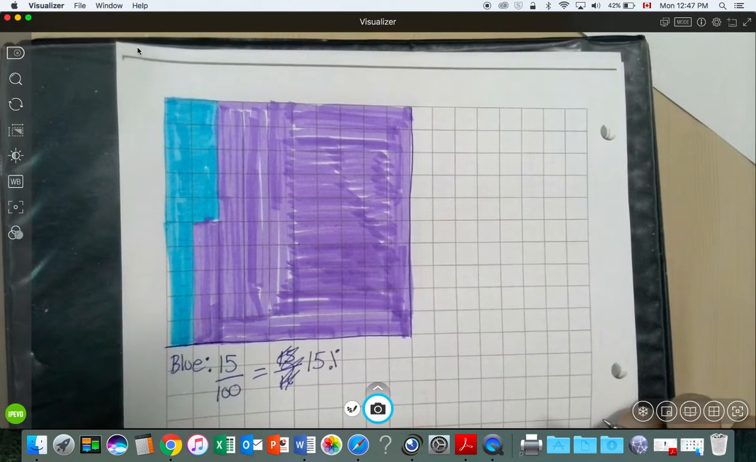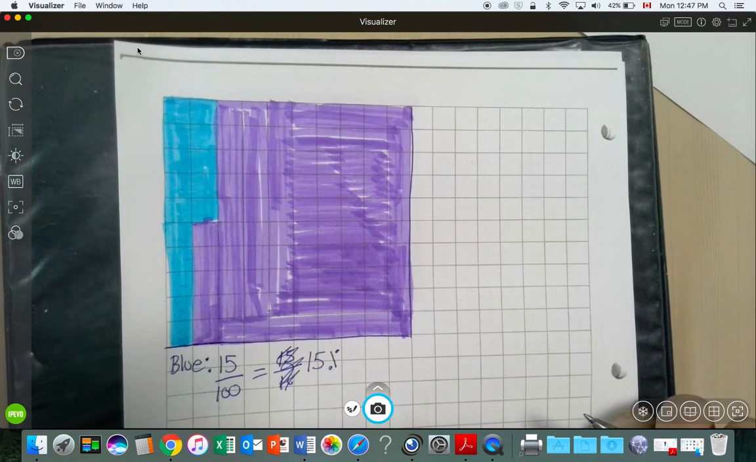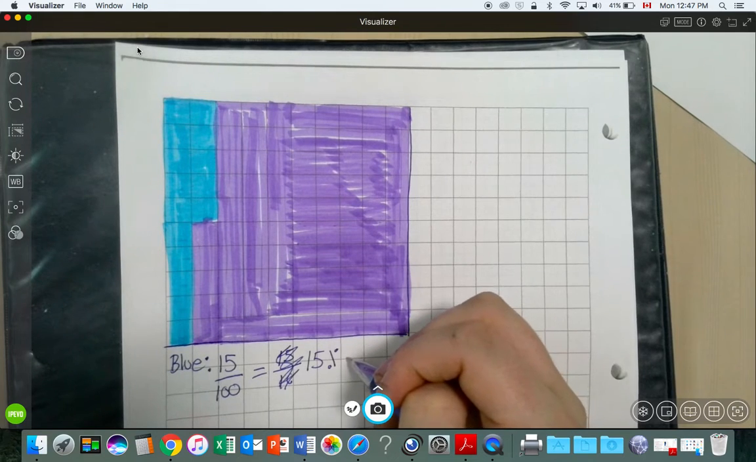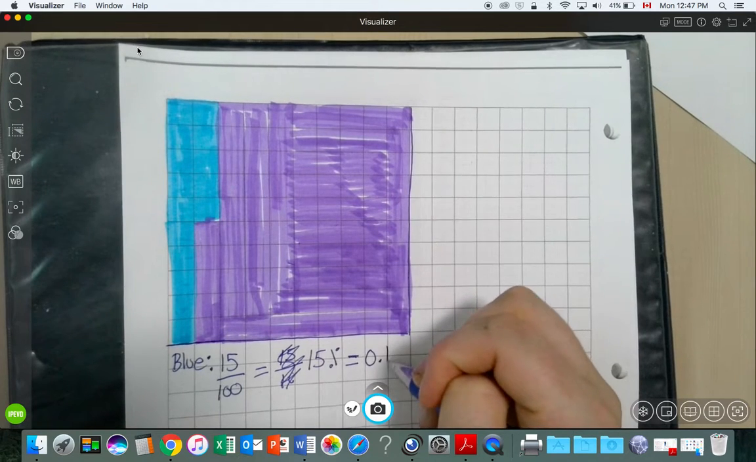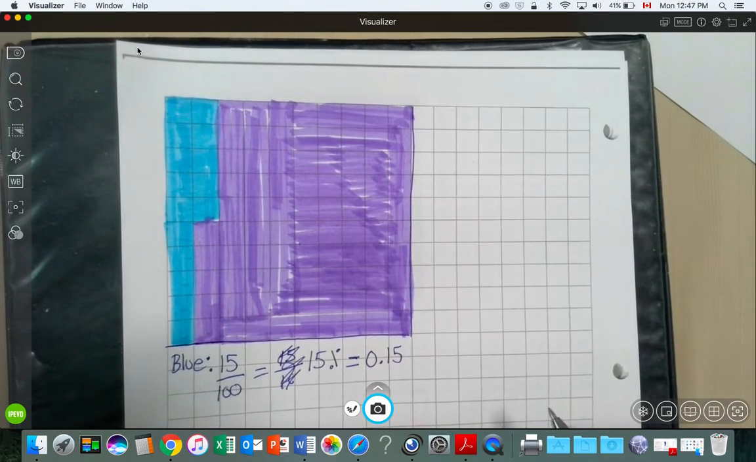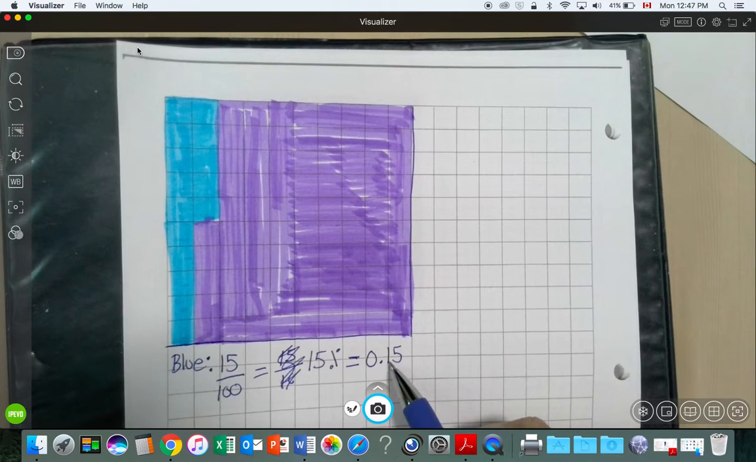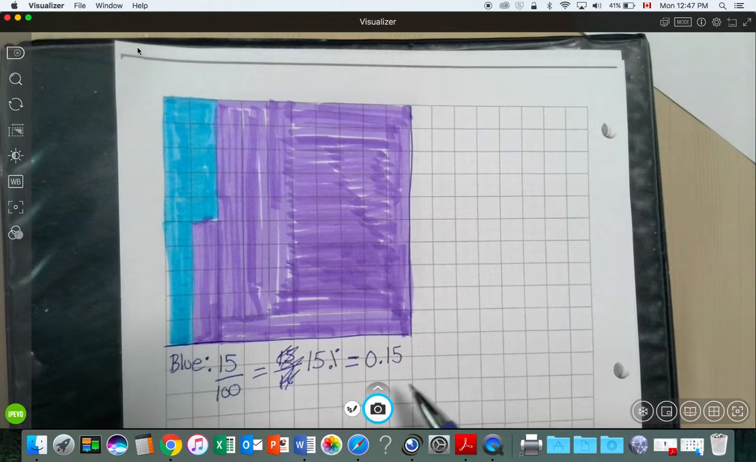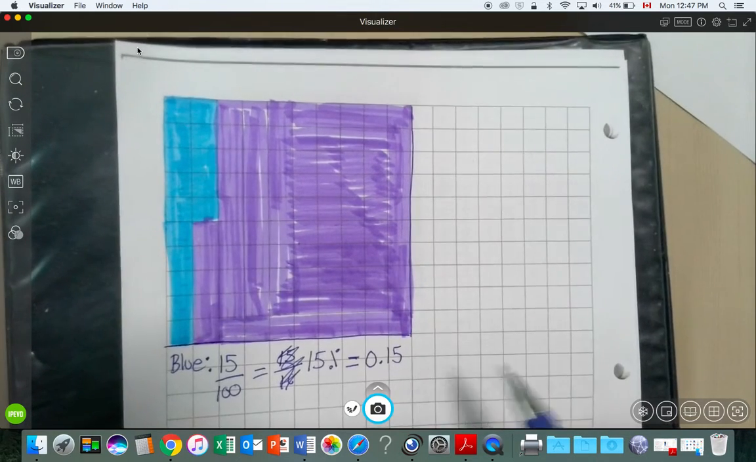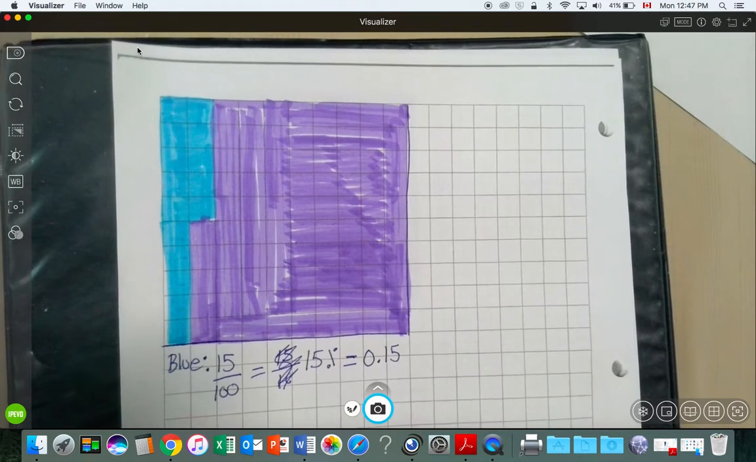Okay, so because it's over 100, we can also write it as a decimal. And I know that it is also going to be written like this, 0.15. Because when we learned in decimals, this is the tenths, this is the hundredths. So I have 15 out of 100, so it gives us 0.15 because this is the hundredths column for a decimal place. Okay.